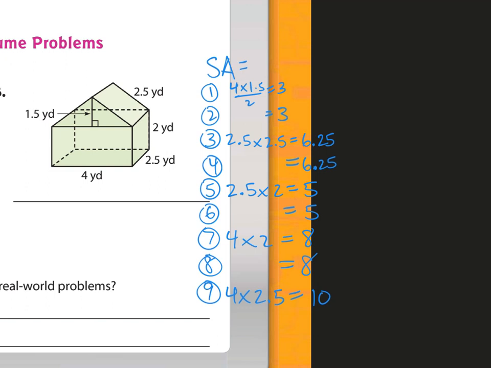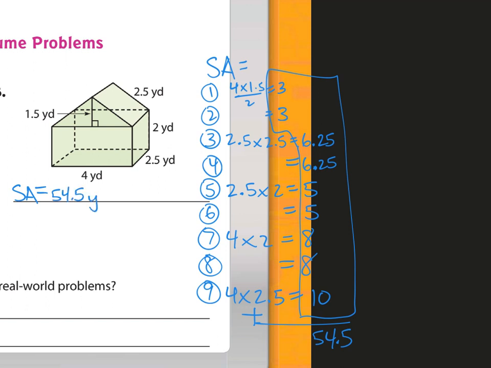Okay, now we have to add up all of these areas together for the surface area. And when you do that, you get 54.5. So the surface area is equal to 54.5 square yards. And then we'll get the volume. I got to erase all this because I used up a lot of space.